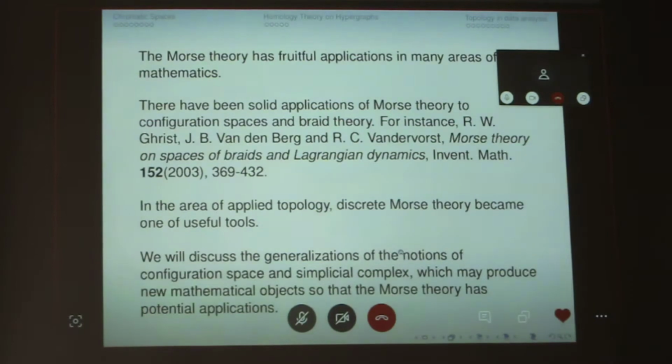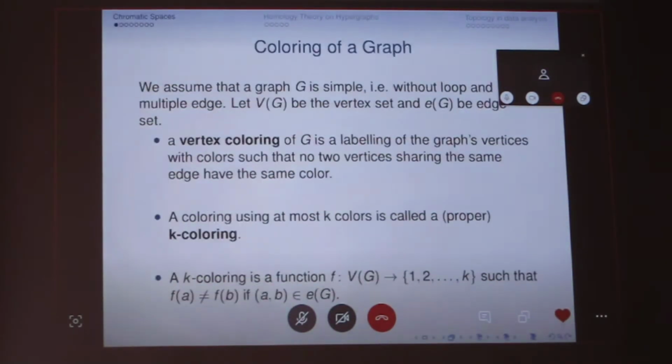Also, discrete Morse theory will be useful in application, so we explain some extension of some notions. Actually, we try to explain a kind of extension of simplicial homology to hypergraphs. So I hope to get some applications. Okay, so now let me start to explain the chromatic space.